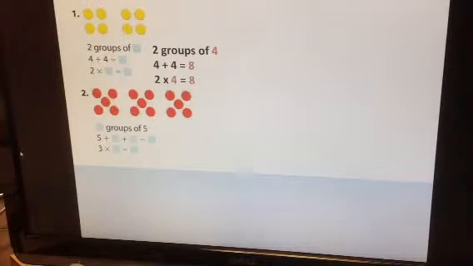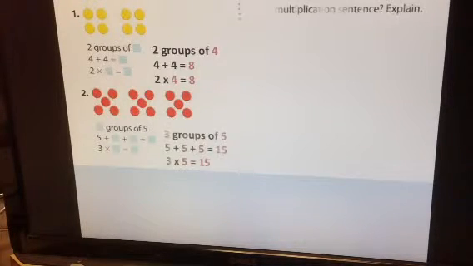And I put the next question up. So look at the next question, think about it, and pause the video if you need to, and then I'll show you the answer. 3 groups of 5. 5 plus 5 plus 5 equals 15. 3 times 5 equals 15.